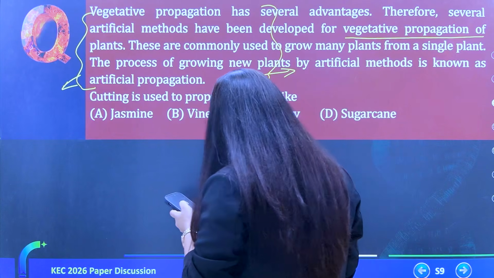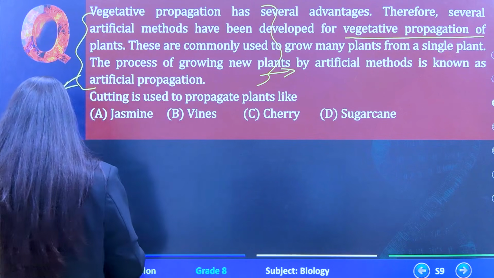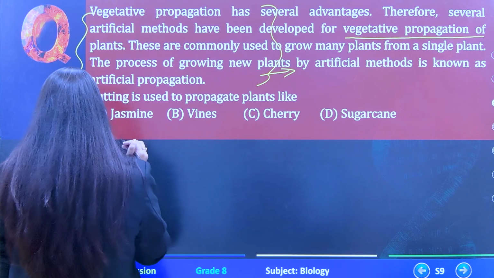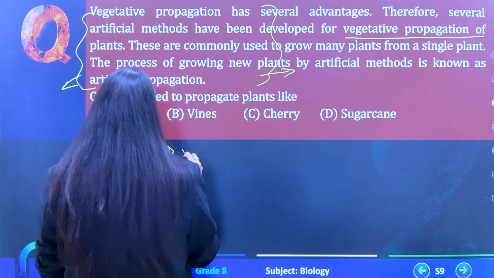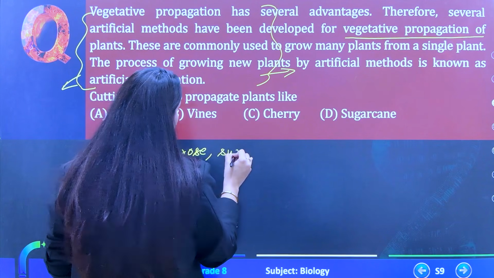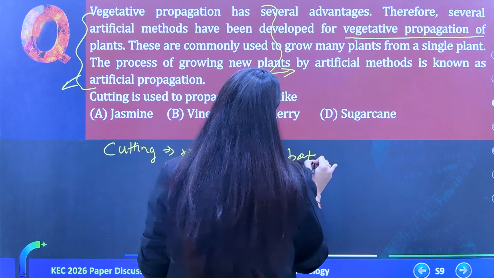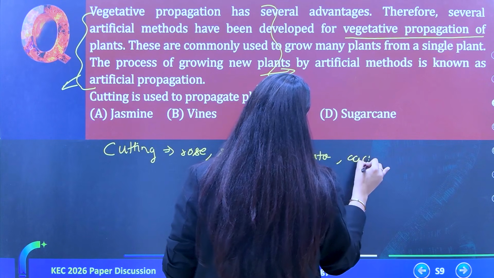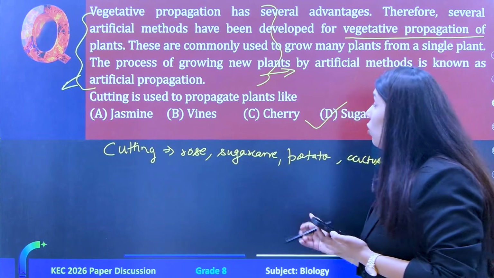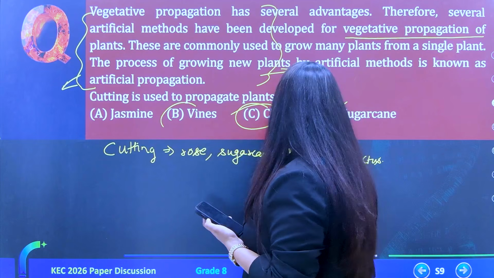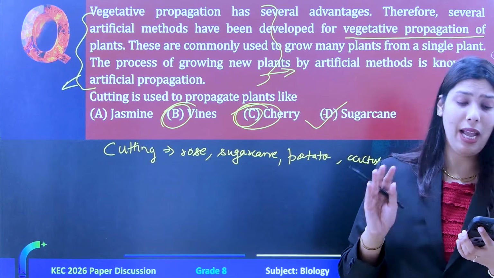See, if you remember your notes, there was vegetative propagation, and in that, in cutting, what examples did we have? We had rose, sugarcane, potatoes and cactus, right? So now with this, what will be your answer? Those who are telling C, sorry, the answer is D. Those who are telling B or C have to check why they are confused.